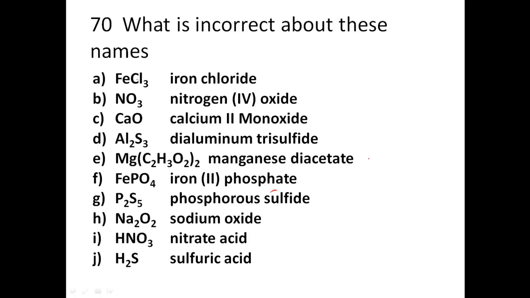Now, what's incorrect about these? So you're going to take a moment for each of these to just write a statement with an example to show why these are incorrect. Well, the reason A is incorrect is we need a Roman numeral 3 here to tell which compound this is. Is it iron 2 chloride or iron 3 chloride?